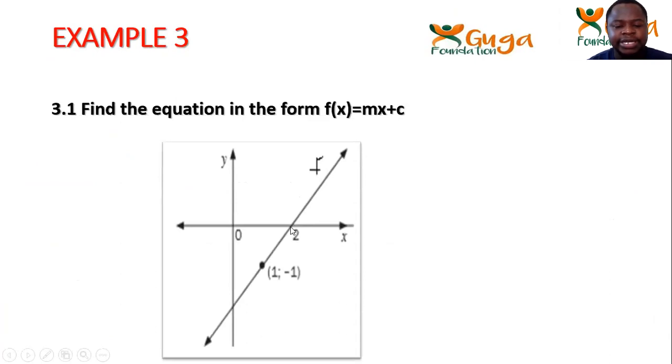So the coordinates here are 2 and 0, and then you have got 1 and negative 1. So you just find the gradient using m is equal to y2 minus y1 over x2 minus x1. Then you get your gradient, and then you substitute your gradient. After substituting your gradient, you substitute 1 point here, then you calculate the value of c.